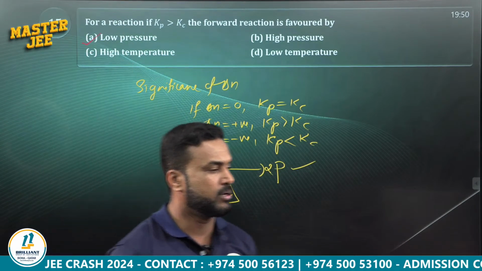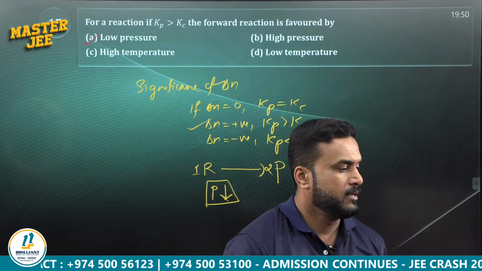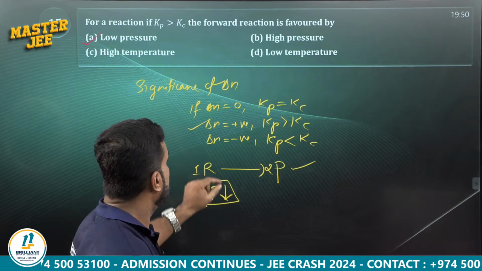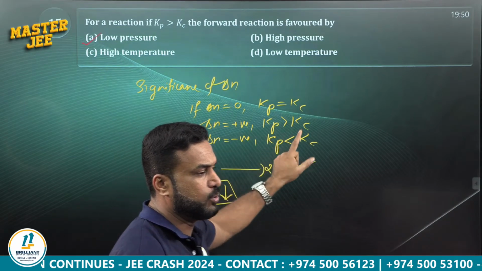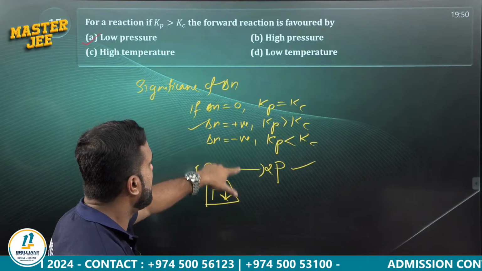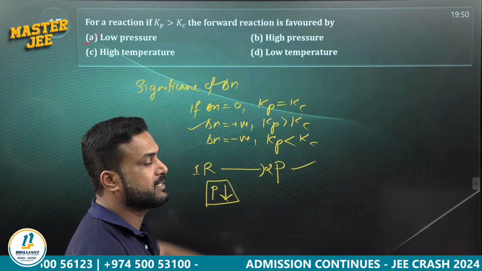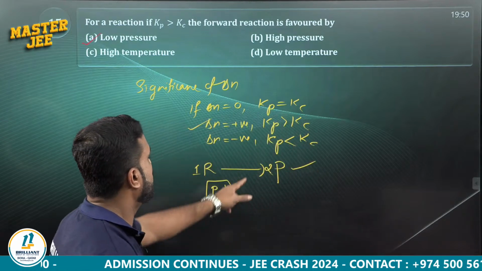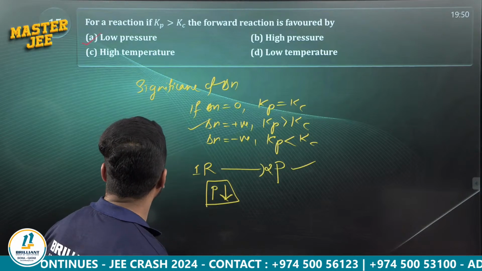I think you got the answer already. Yes, correct. So Ruben, the correct one is low pressure. Hope you understood the concept. Keep these three relations in mind: delta n equal to 0, delta n positive, and delta n negative. When delta n is positive, the number of moles will be more, then you have to decrease the pressure. The reaction will have a tendency to proceed in the direction where the number of moles increases. So during the forward reaction, the number of moles increases. It's the basic one.